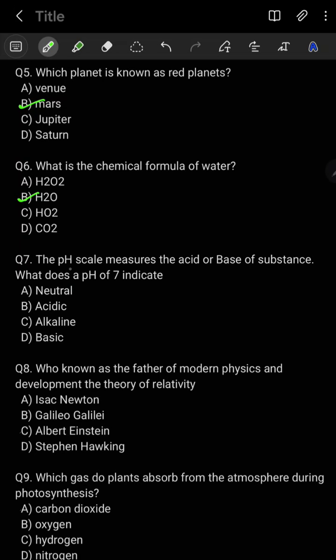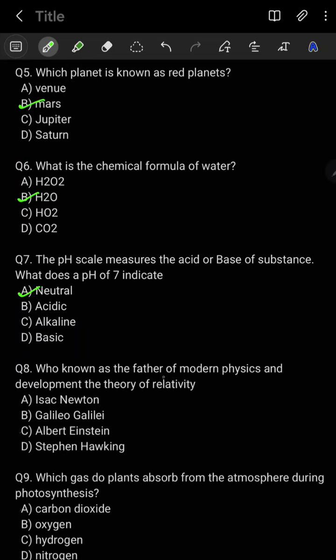Question number 7. The pH scale measures the acidity or basicity of a substance. What does a pH of 7 indicate? That is neutral. So 7 is neutral, above 7 it is base, and below 7 it is acid.